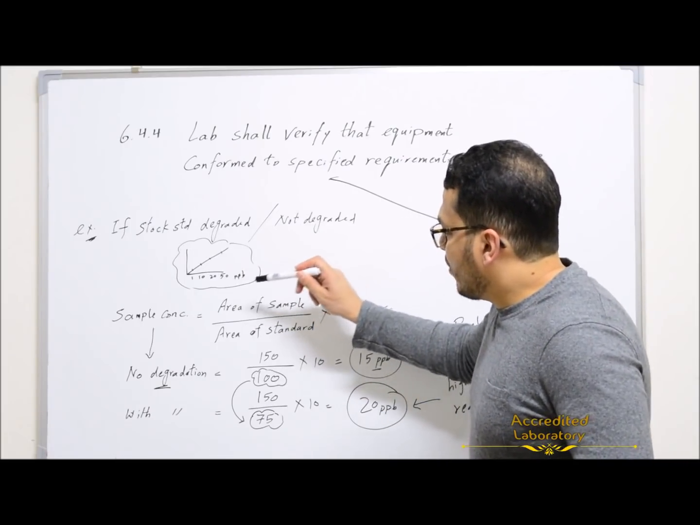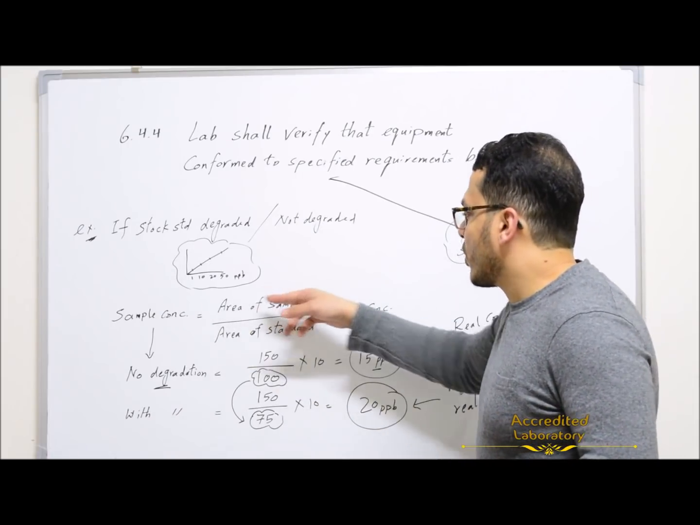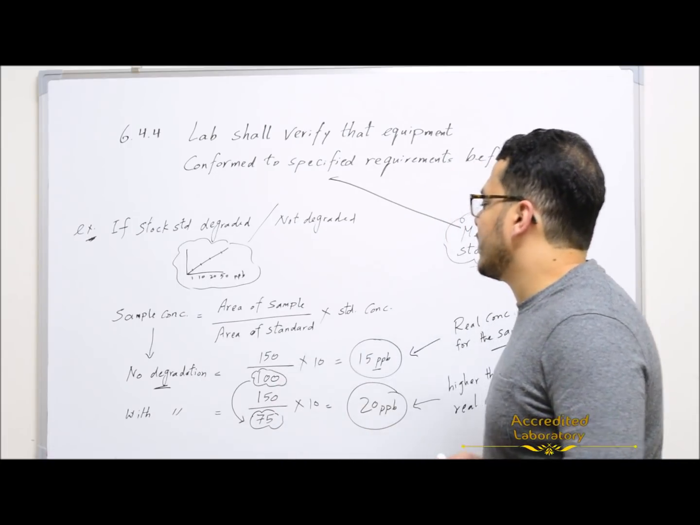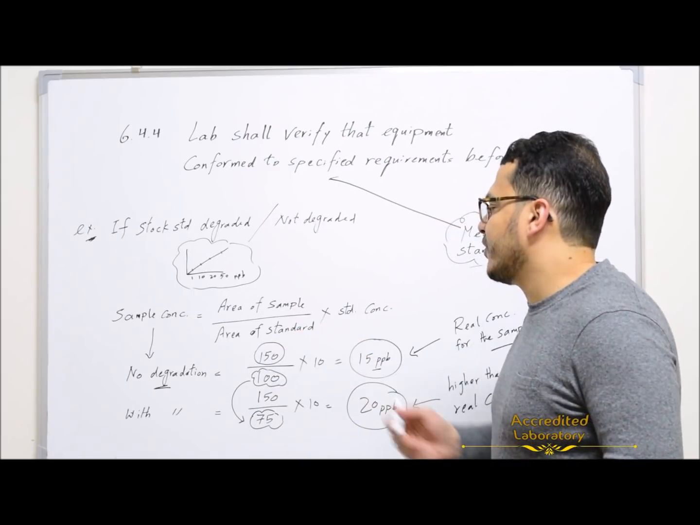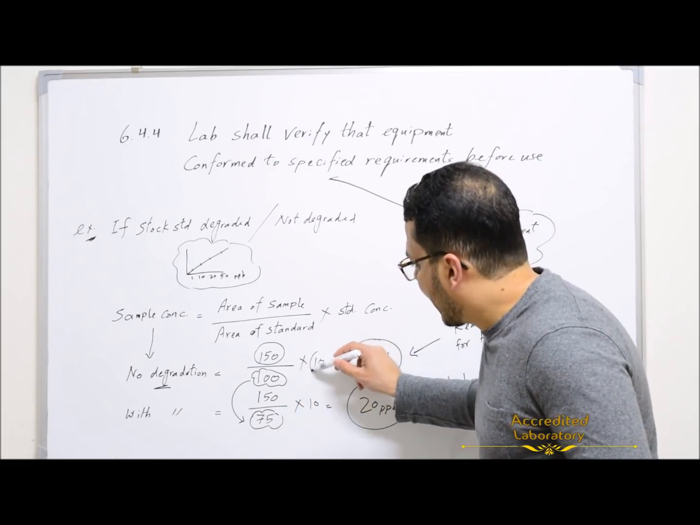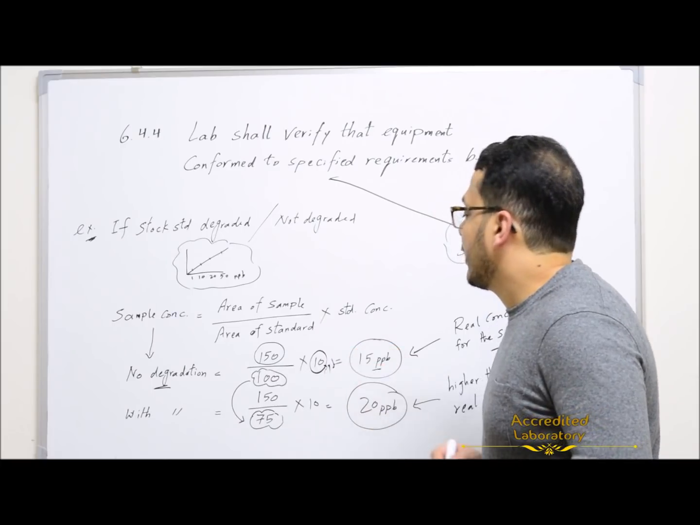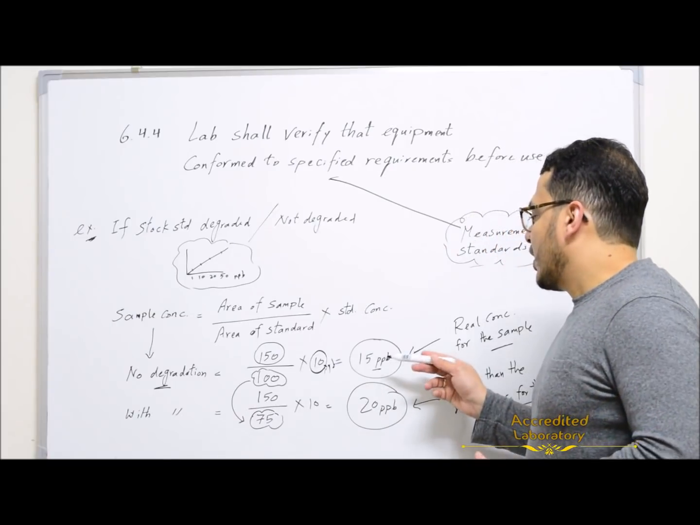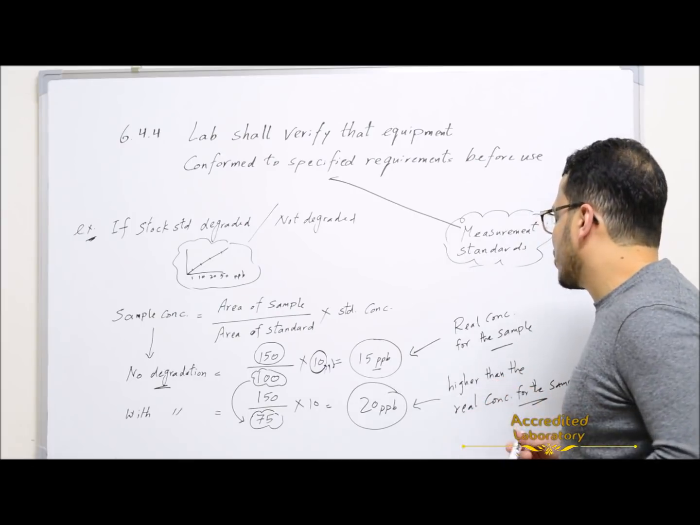If you run the samples and your standards, the area for the sample that you want to analyze, you get 150. This is the area under the peak, 150. And the area of the standard, we will take 10 ppb standard as an example, is 100. 150 divided by 100 multiplied by 10 ppb, you get 15 ppb. And this is the real concentration for the sample.